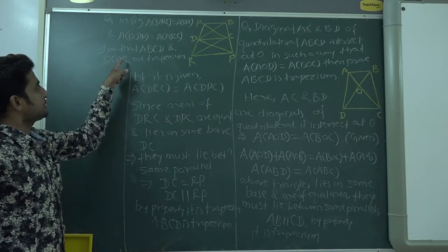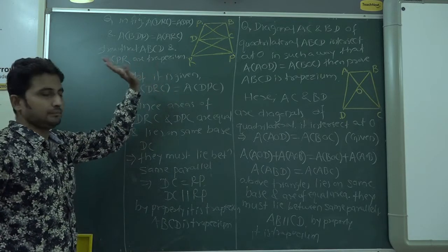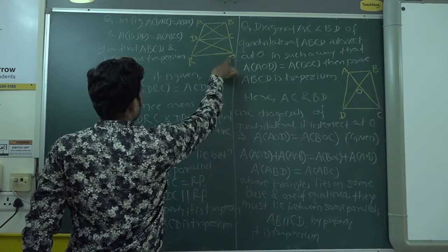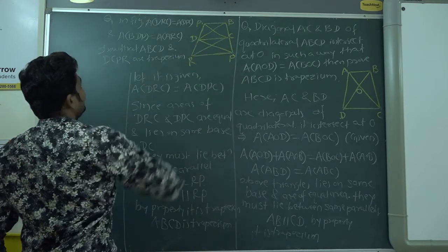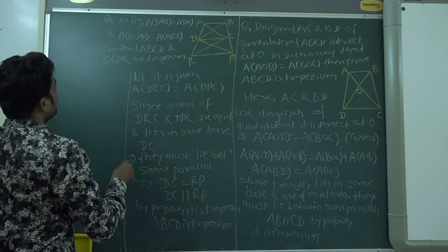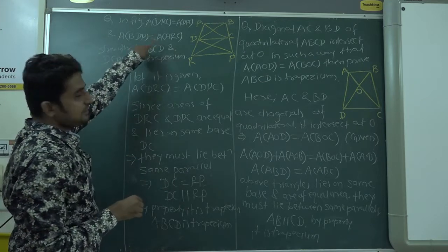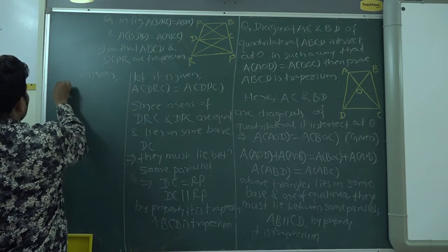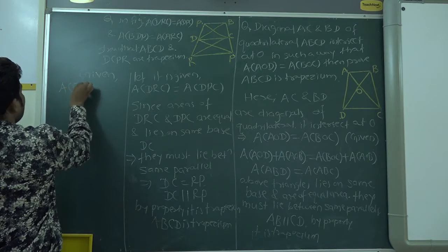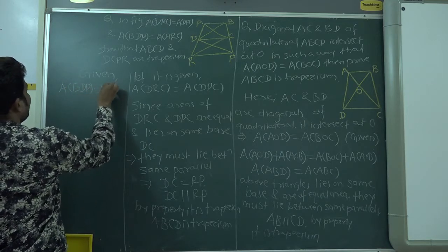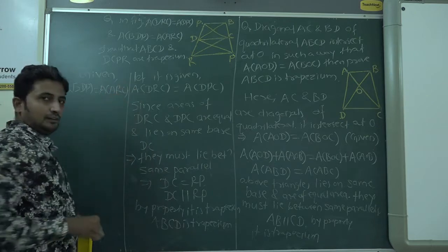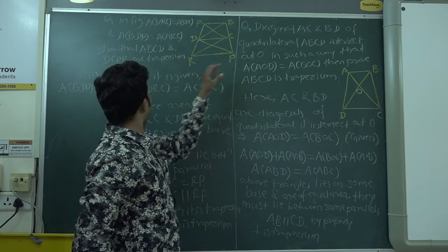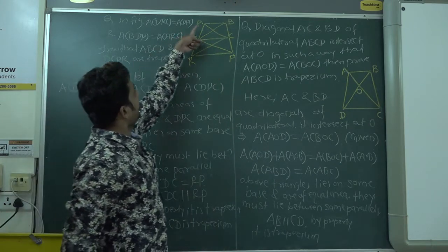Now secondly, we have to show that DCPR is also a trapezium. Now dear students, where is DCPR? This is also a trapezium. Now we use this second result, right? It is given that area of BDP is equal to area of ARC. Right? Now where is BDP, dear students? BDP, this, and ARC.